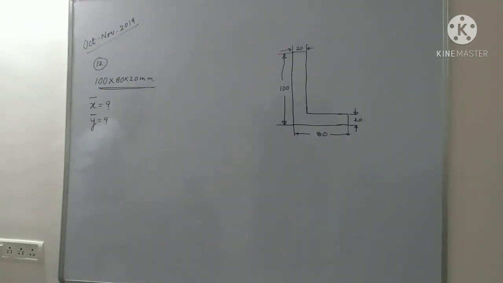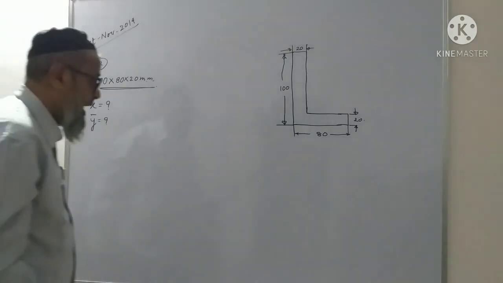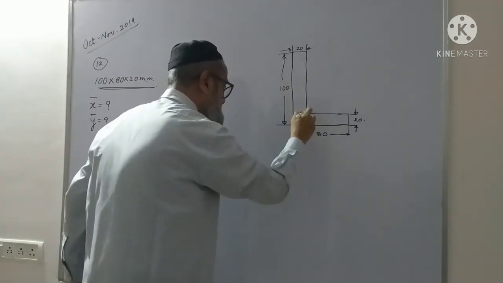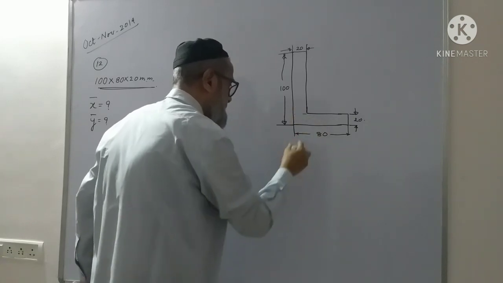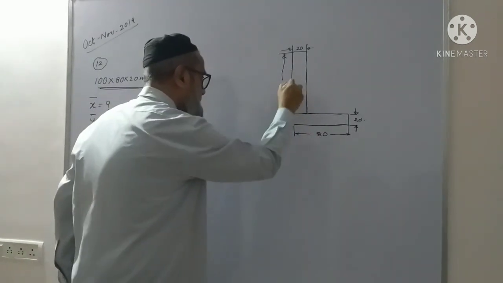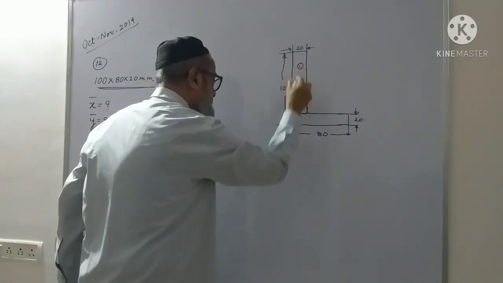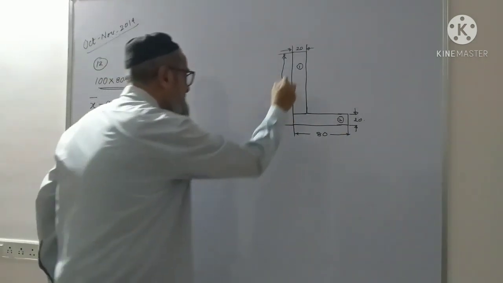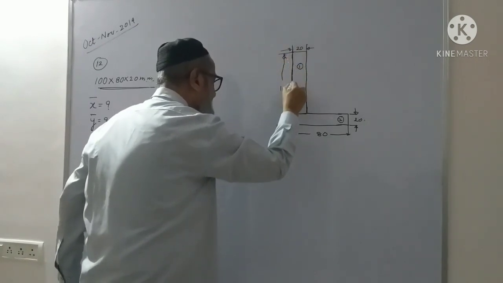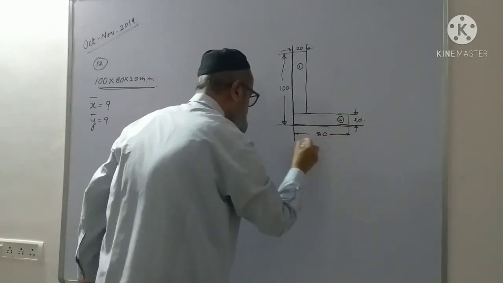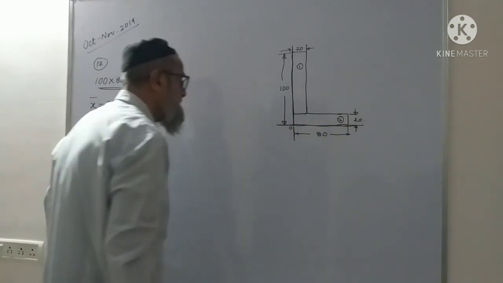Now this is called an angle section or L section. This can be divided into two rectangles. You can do it either this way or this way. You can have this up to here as one full section, or we can do it up to here as one section. This is one rectangle, that is one rectangle. I will call this 1, this 2. Now these are the reference axes: this is the vertical reference axis and this is the horizontal reference axis. So this is the origin.